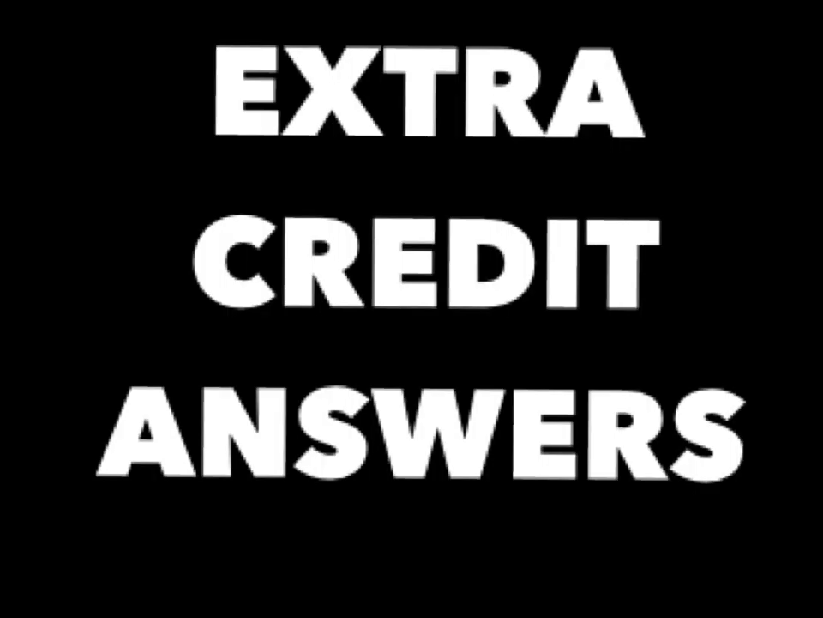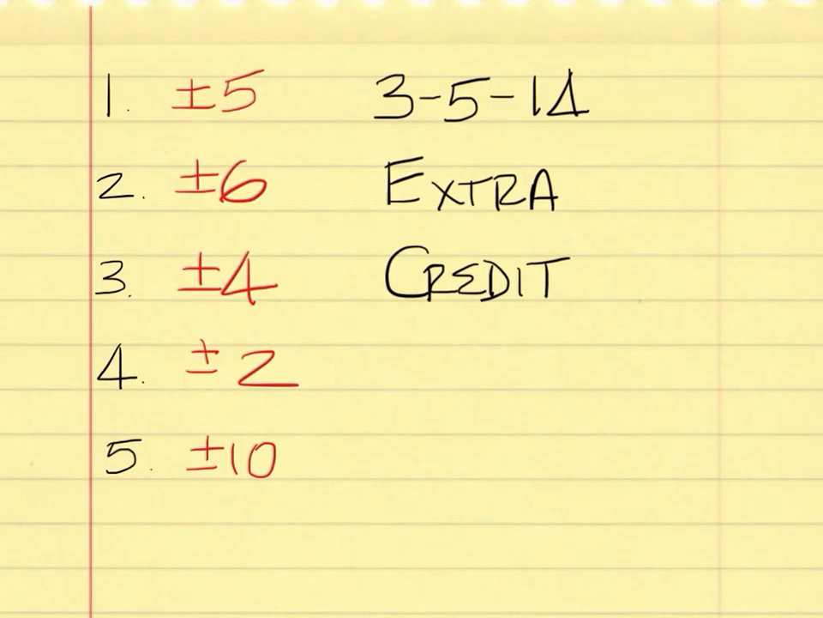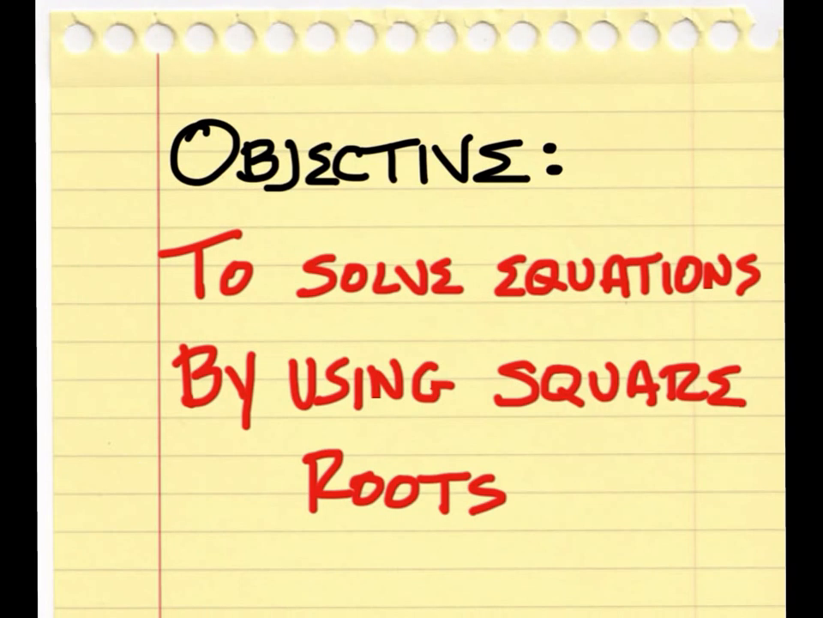Extra credit from last night. You must have the plus or minus sign with each. They are 3 points each. The objective today is to solve equations by using square roots. Remember, your names are on these sticks in the cup. If I ask a question, don't blurt out the answer unless your stick has been drawn.